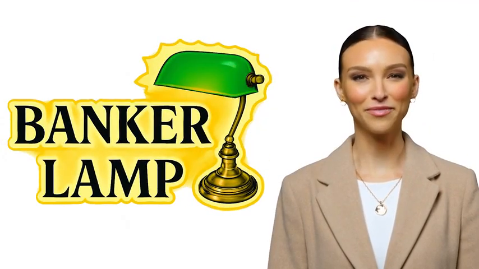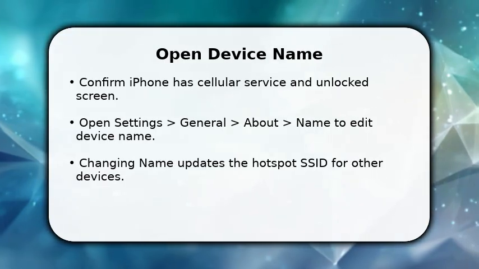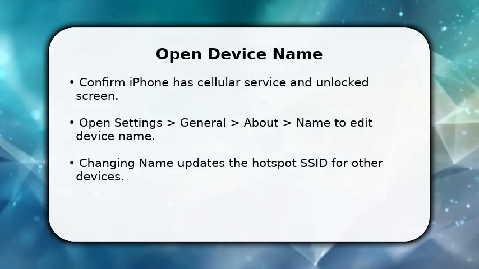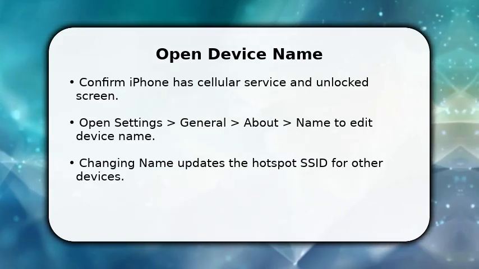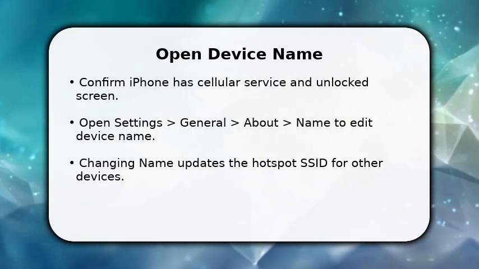Please enjoy the video. You'll start by editing the iPhone's device name because the Hotspot SSID is tied to it. Once ready, open Settings, then General, then About, and tap Name. Type the new Hotspot name exactly how you want other devices to see it.